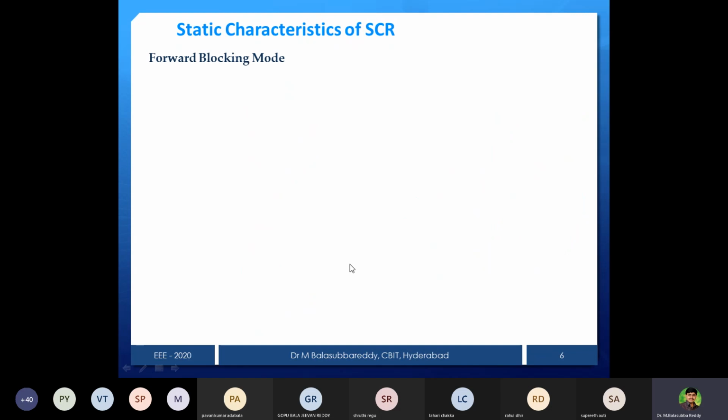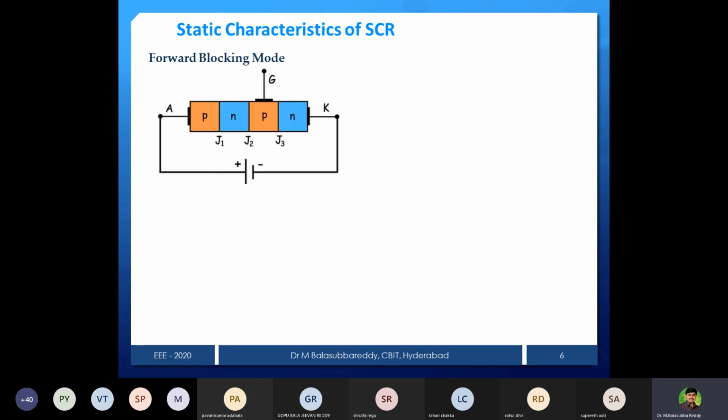Now we will see one by one. First one is the forward blocking mode of operation. So in the forward blocking mode of operation, the connections are like this. What is this connection? 4 layers, no? P N will be there. Here the gate will be open, not yet connected. That is also one of the modes; I will explain after this. At the moment, forward blocking mode means the anode is connected to positive and the cathode is connected to negative. So in that, how many junctions? 3 junctions. So in all the cases, 3 junctions.